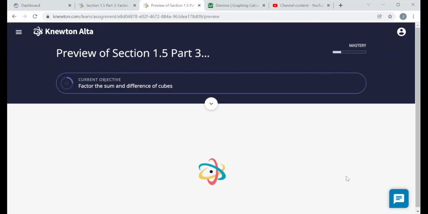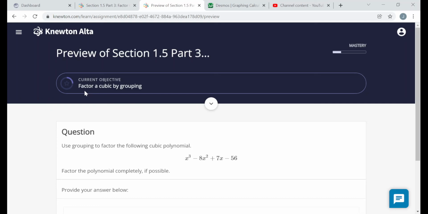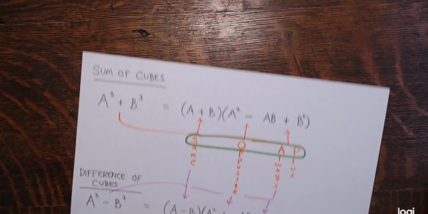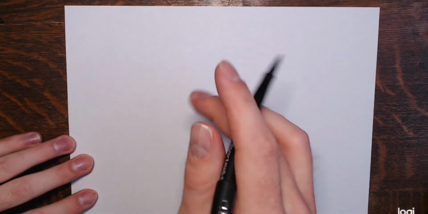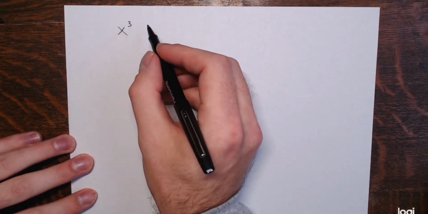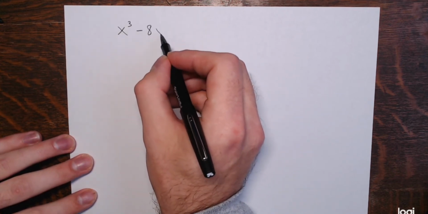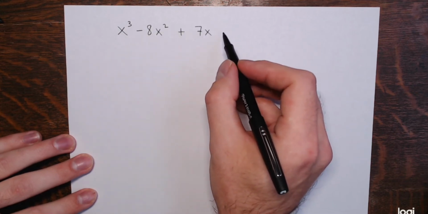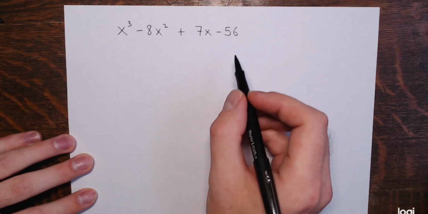Next question. All right, so we're back to the objective factor a cubic by grouping, like the first example from the video. I'm just going to write this out and do it. It's not a sum or difference of cubes, right? There are 4 terms here, not 2. So the example this time is x cubed minus 8x squared plus 7x minus 56.